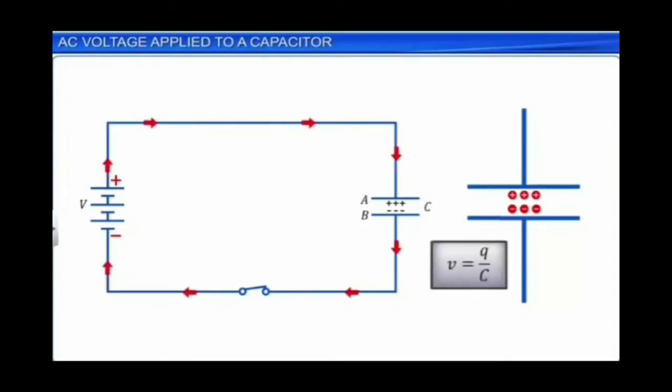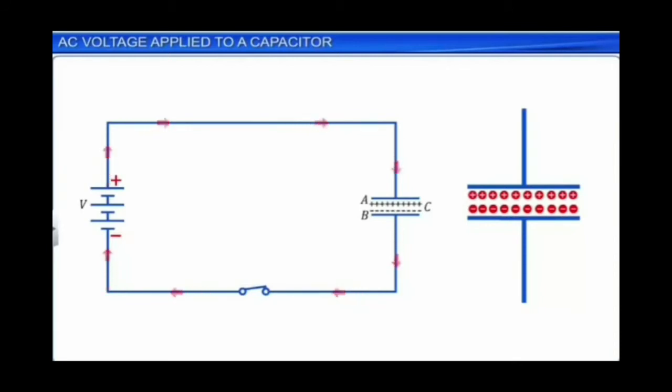As the charge on the capacitor plate goes on increasing, the capacitor starts sending current in the opposite direction. When it starts sending current in the opposite direction, the current in the circuit starts decreasing. Finally, when the capacitor gets fully charged, the current in the circuit becomes zero. That means the current sent by the battery is opposed by the current sent by the capacitor, so the net current in the circuit becomes zero.